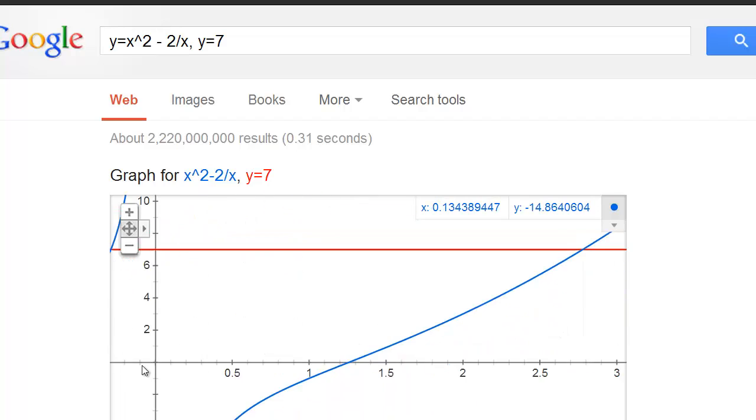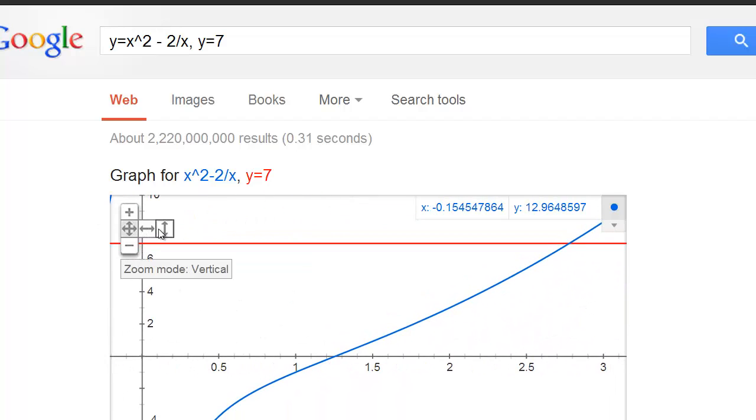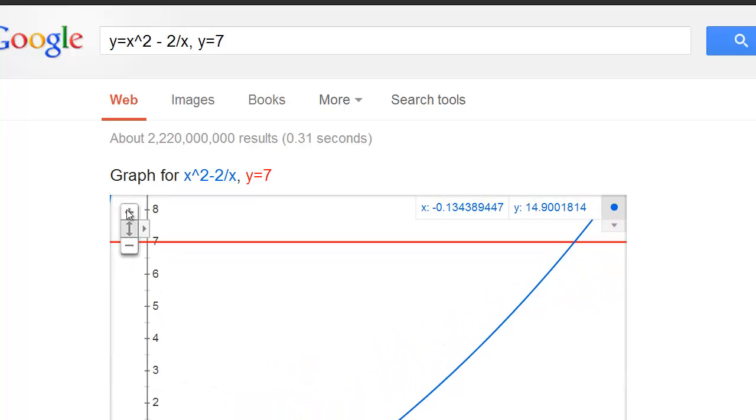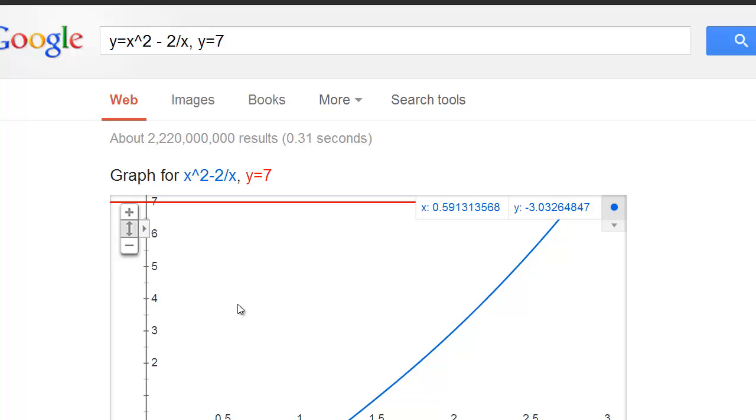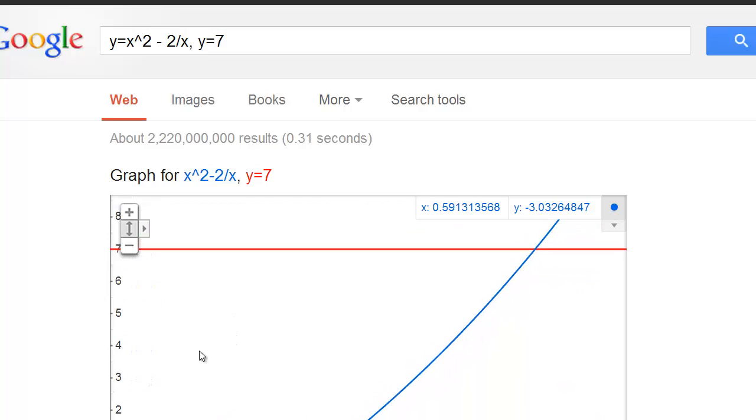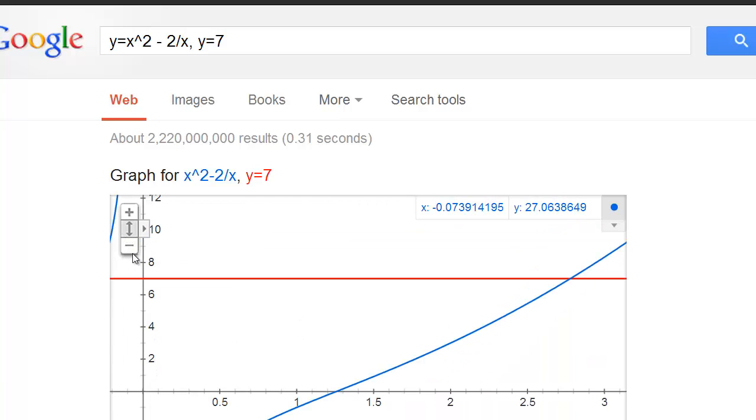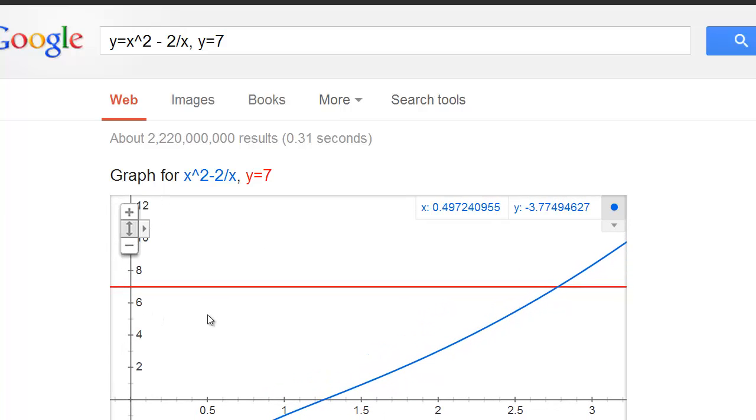So let me adjust this again. Okay, let me zoom a little bit. Okay, it's this. Zooming. Okay, this is much better.